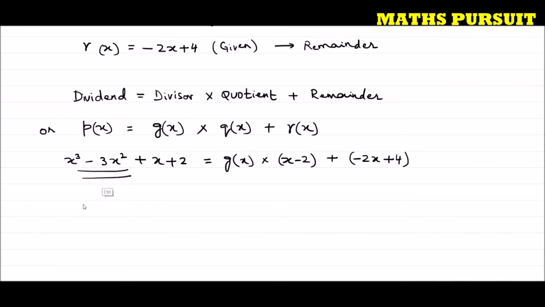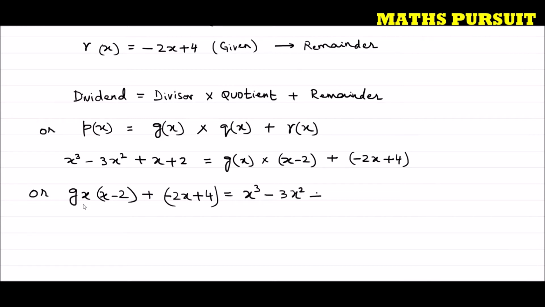You could see here that we have x^3 - 3x^2 + x + 2. And on the right hand side, we have g(x)(x - 2) + (-2x + 4). In other words, I can write g(x)(x - 2) + (-2x + 4) is equal to x^3 - 3x^2 + x + 2. Hope till here we are very clear. I just reversed it so that it would be easy for us to solve. I did nothing extra or new in this line, I just reversed it.